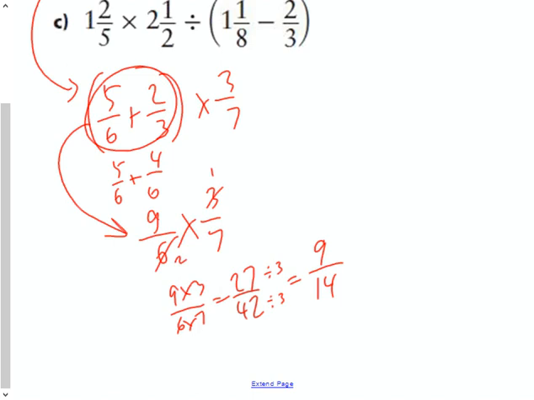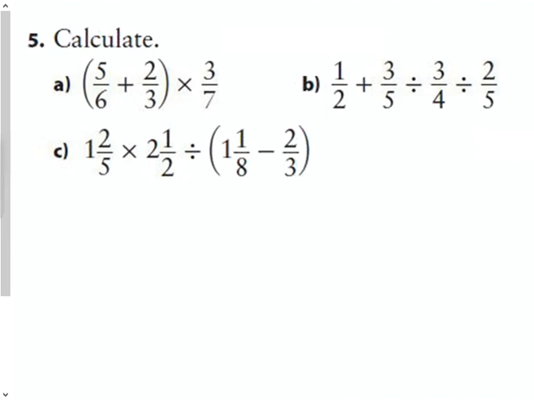Smart move. Question B, 1/2 plus 3/5 divided by 3/4 divided by 2/5. I'm going to do my division first, so I'm going to keep 3/5. I'm going to bring this down here. I'm going to keep my 3/5 and multiply by the reciprocal.